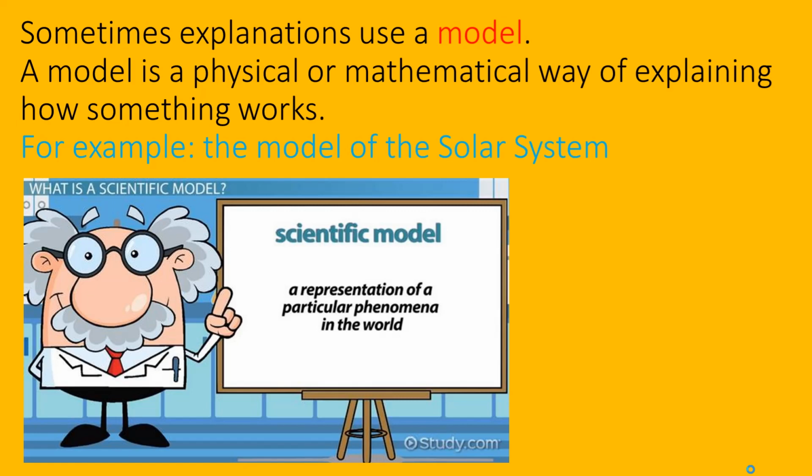Sometimes an explanation uses a model. What is a model? A model is a physical or mathematical way of explaining how something works. It's a representation of a phenomenon. It's like a small system with small things that represent, for example, the solar system.